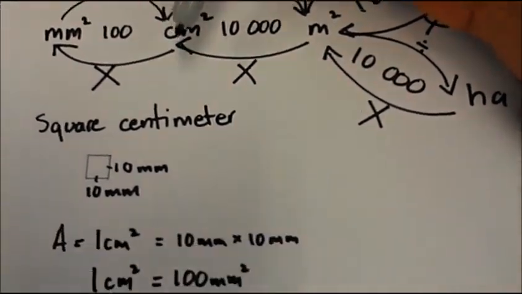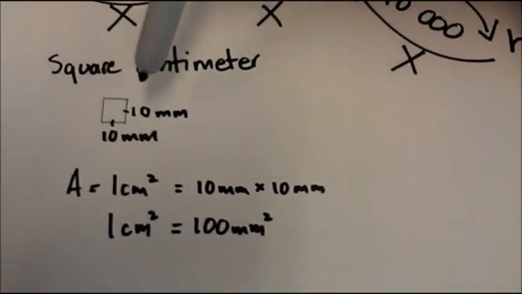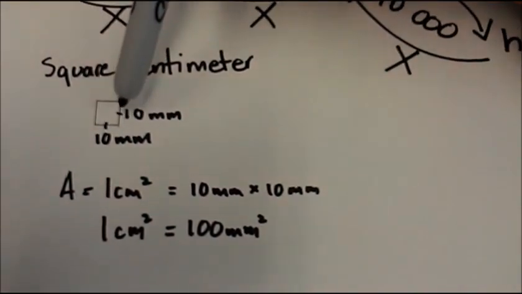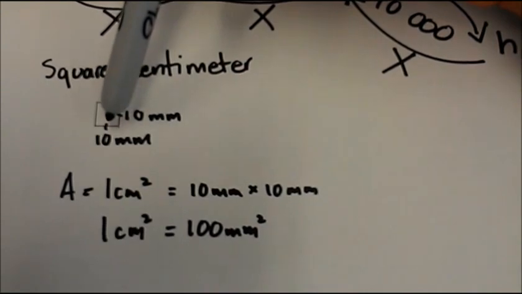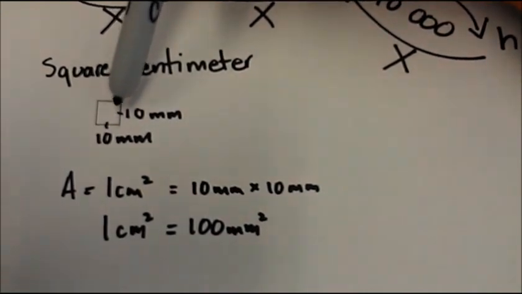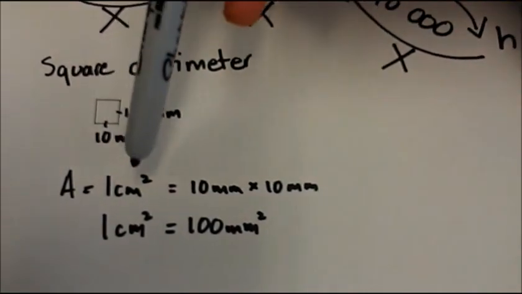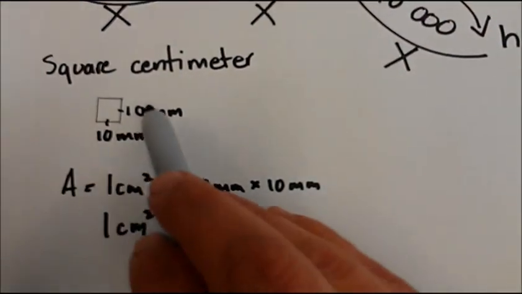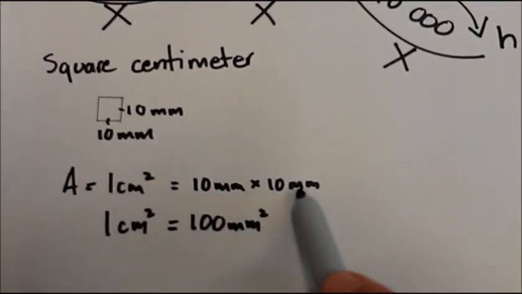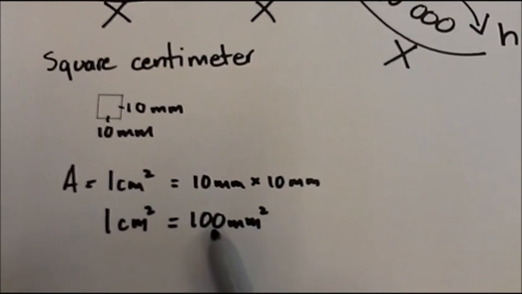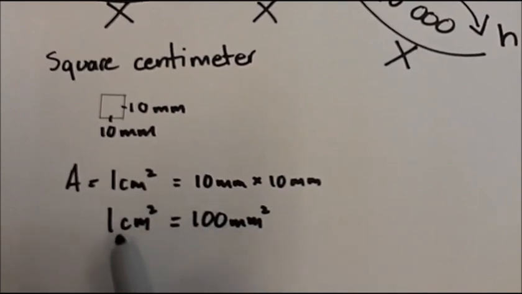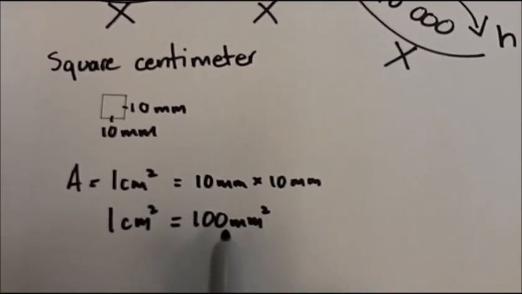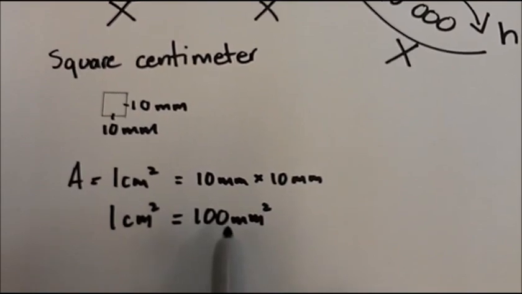Now I've drawn a square centimetre down below here to give you an idea of size. So a square centimetre here is 10 millimetres by 10 millimetres. So its area, which I know is 1 square centimetre, that's why I drew it, is actually equal to 10 millimetres by 10 millimetres. And we know 10 tens are 100. So that gives me that conversion factor of a centimetre squared is equal to 100 millimetres squared.